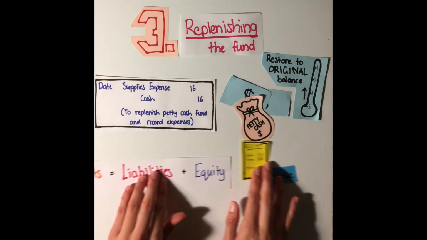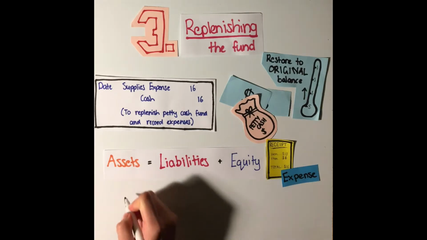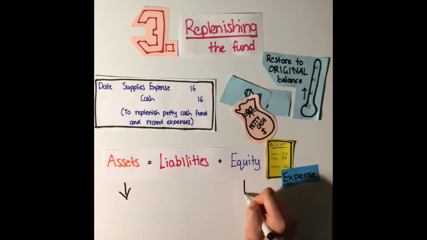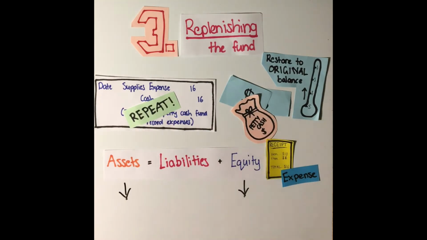The journal entry debits the relevant expense accounts and credits the cash account for the amount spent. This entry decreases assets as well as equity. This step is repeated every time the fund is replenished.